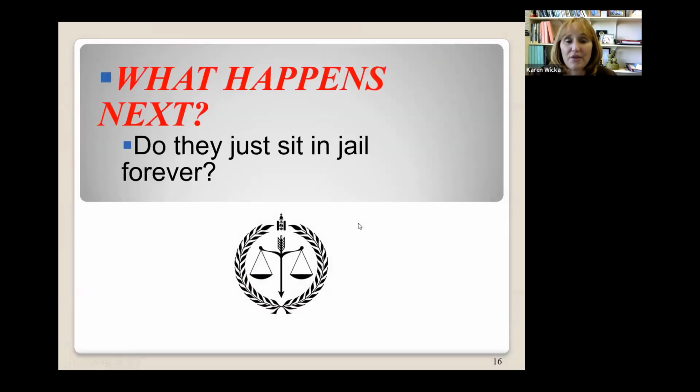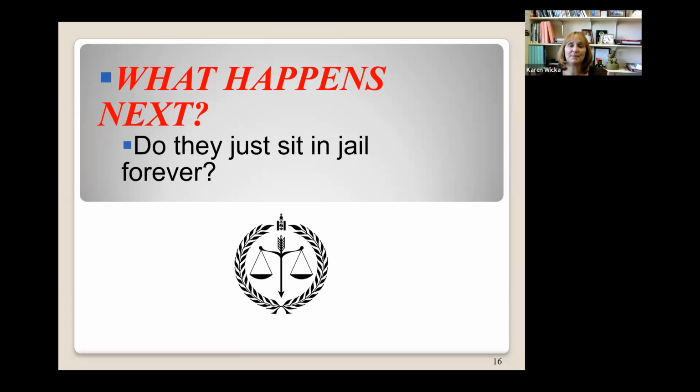Now, those are all the police stages, okay? So those are all the steps that we've already talked about, and they occur during the police stage. But that only is a small portion of what happens in the criminal justice system. So we have to think about what happens next. So when the police arrest somebody, and so they get the arrest warrant, they arrest them, and they put them in jail, do they just sit there forever?